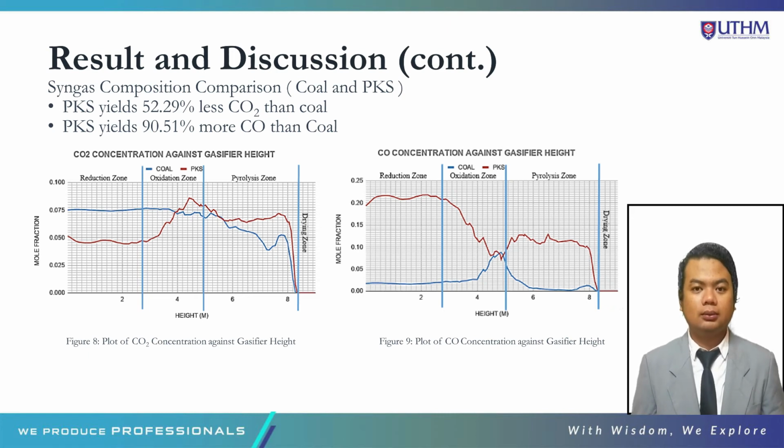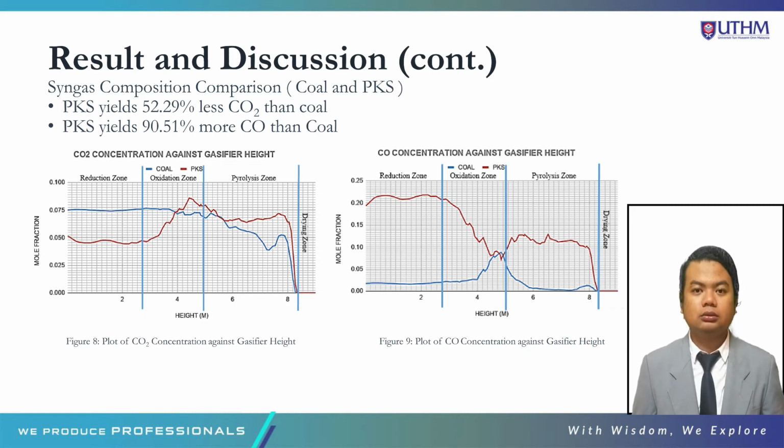During reduction, carbon dioxide reacts completely with carbon volatile of PKS to form carbon monoxide. This causes PKS to yield 90% more carbon monoxide than coal, as shown in Figure 9. PKS has the advantage over coal due to its high concentration of oxygen volatile in its chemical properties as compared to coal. In contrast, coal carbon volatile did not react completely with carbon dioxide because coal possesses a lower concentration of oxygen volatile.